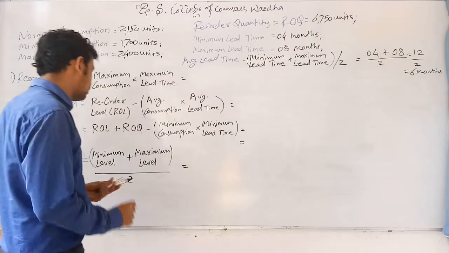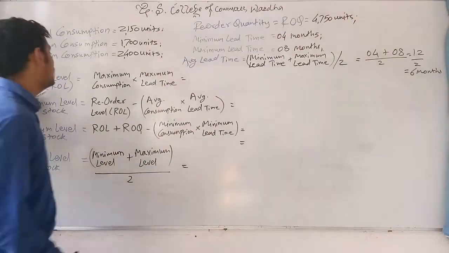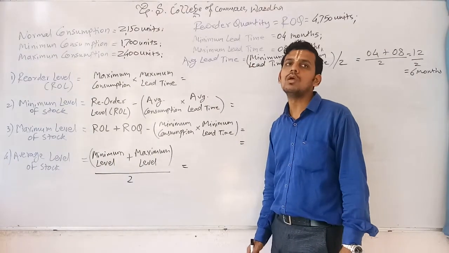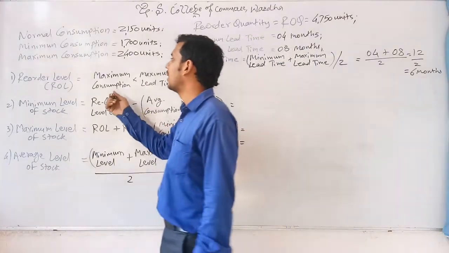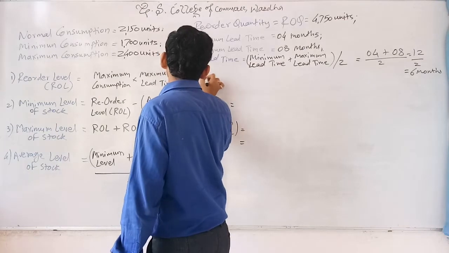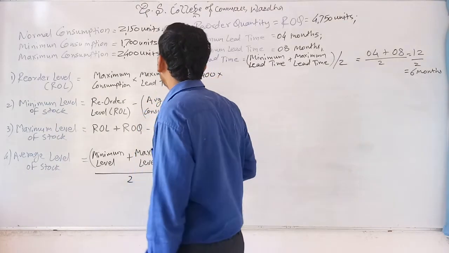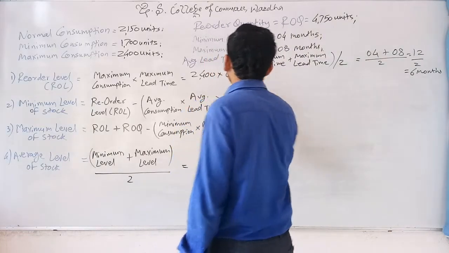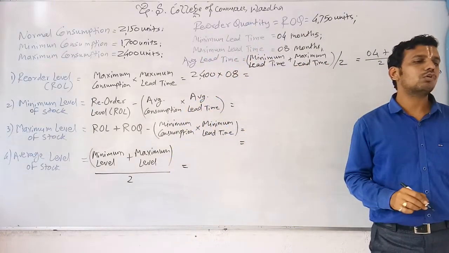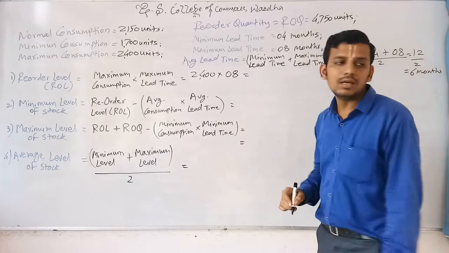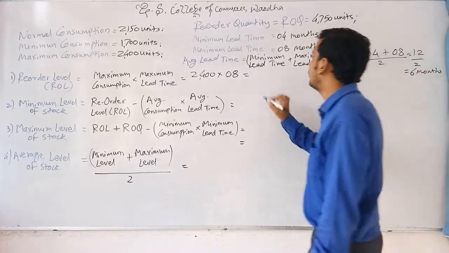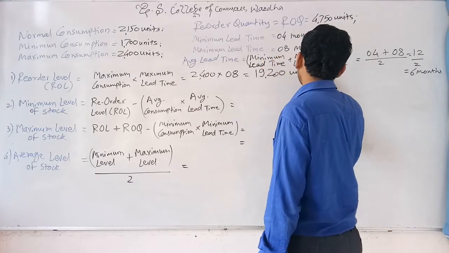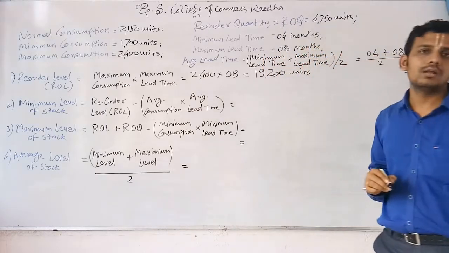Now we will move towards the calculation of reorder level. As discussed earlier, the formula is quite simple: maximum consumption into maximum lead time. Here maximum consumption is given as 2400 units multiplied by maximum lead time of 8 months. That is why we have to multiply 2400 into 8, that is 19,200 units. That is our reorder level.